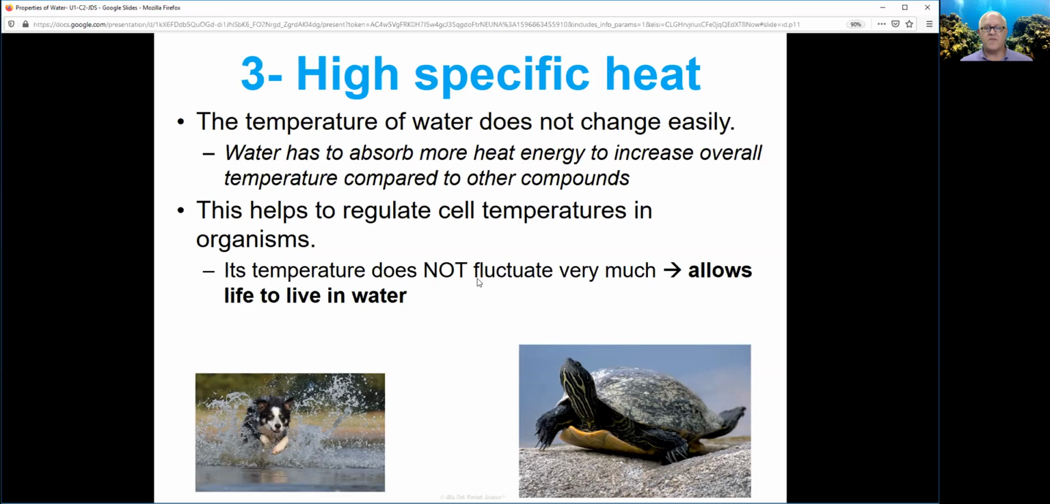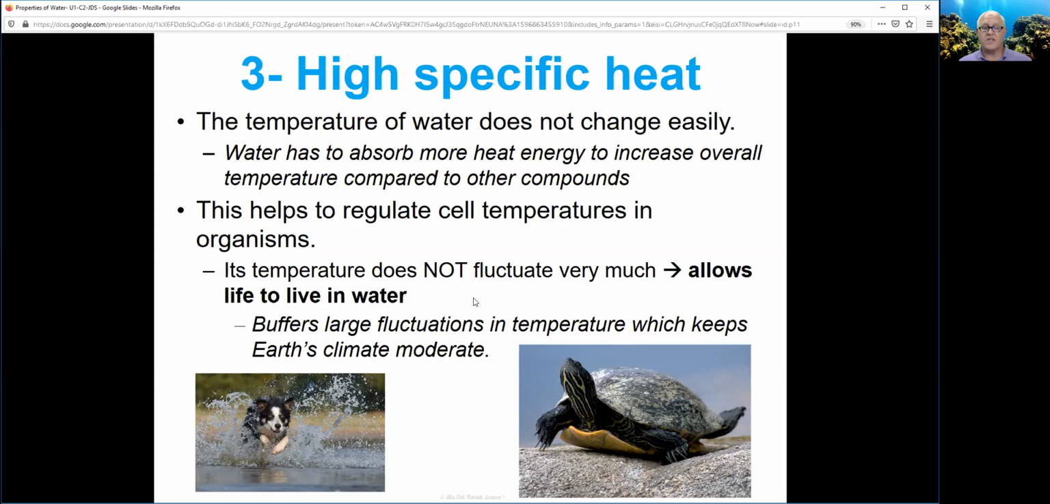Its temperature does not fluctuate very much, and it also allows life to live in water. Imagine if you lived in the water. It is that high specific heat of water that allows it to regulate the temperature. It buffers large fluctuations in the temperature, which keeps the Earth's climate moderate. We have polar caps, and then we have all the major oceans. Remember, 2/3 of the Earth is covered by water, and it's all of that water that helps regulate the temperature around the Earth.